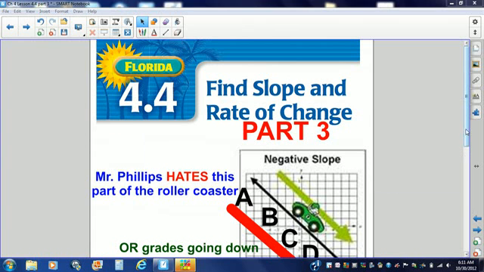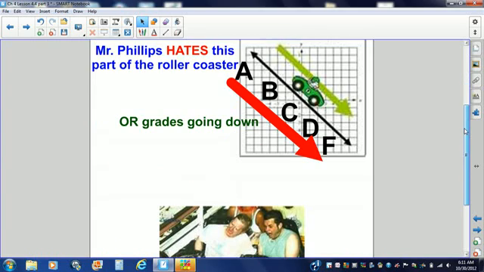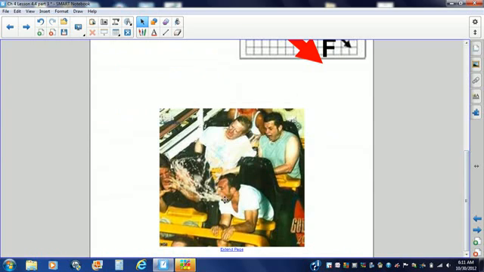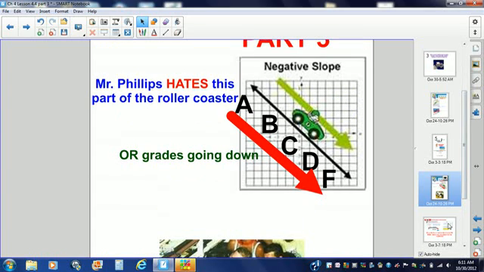We also talked about the other day a negative slope, down and to the right. Mr. Phillips hates this part of the roller coaster. Or you can think that your grades are going down. That is a negative slope. And we talked about what you're going to look like if you're sitting next to Mr. Phillips on that negative slope when we go to Busch Gardens in May.